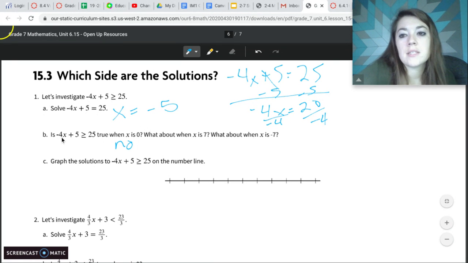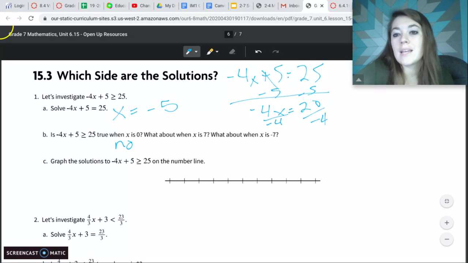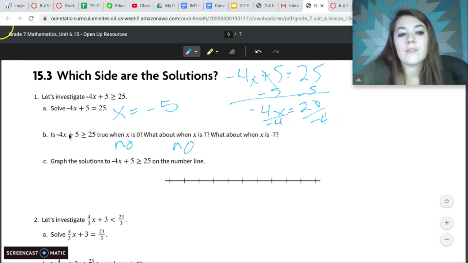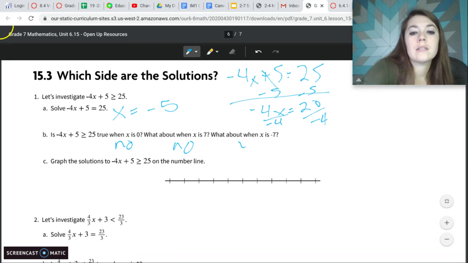What about if we do it with 7? Negative 4 times 7 is negative 28. Negative 28 plus 5 is going to be negative 23. Is that true? Is it greater than 25? No. What about when it's negative 7? Negative 4 times negative 7 is going to give us 28, plus 5 is going to give us 33. Is that true? Is 33 greater than or equal to 25? Yes, it is.